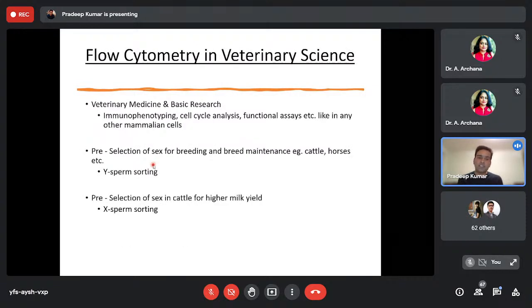In veterinary science, it's mostly used for sperm sorting, like pre-selection of sex in cattle of higher milk yield, such as X sperm sorting and Y sperm sorting, and different kinds of basic and medicinal research, like immunophenotyping for all veterinary studies.